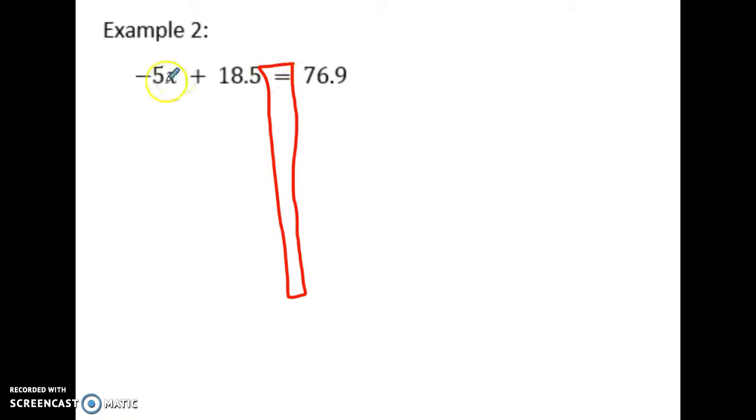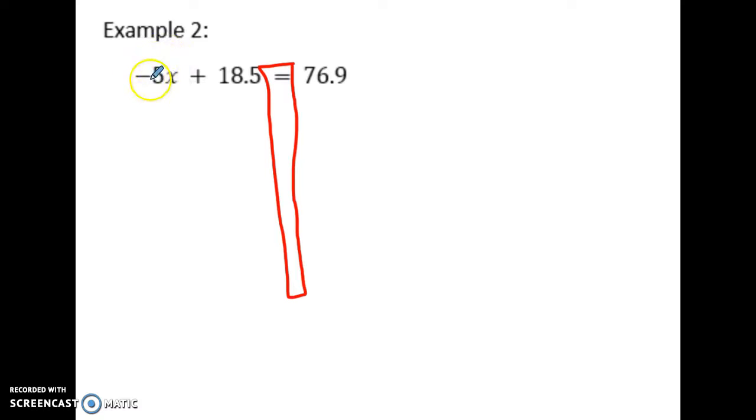Draw your locker. The locker separates the two sides so we can keep them balanced. This side has the decimal 76.9. There's nothing going on there. There's a lot going on this side. So you'll notice your variable right here is stuck to the negative 5. You can't get rid of that first, okay?